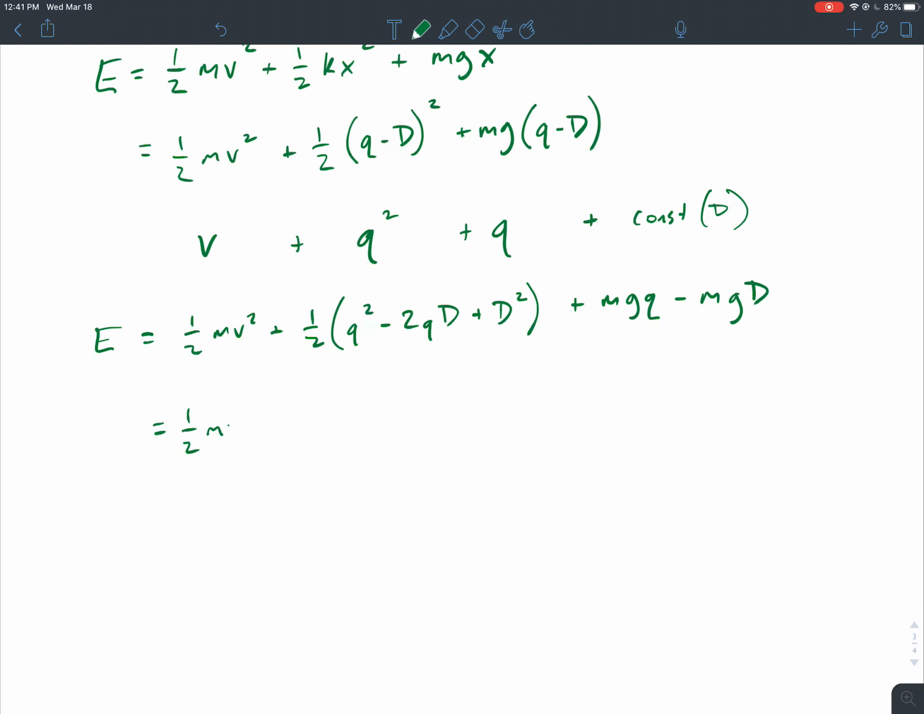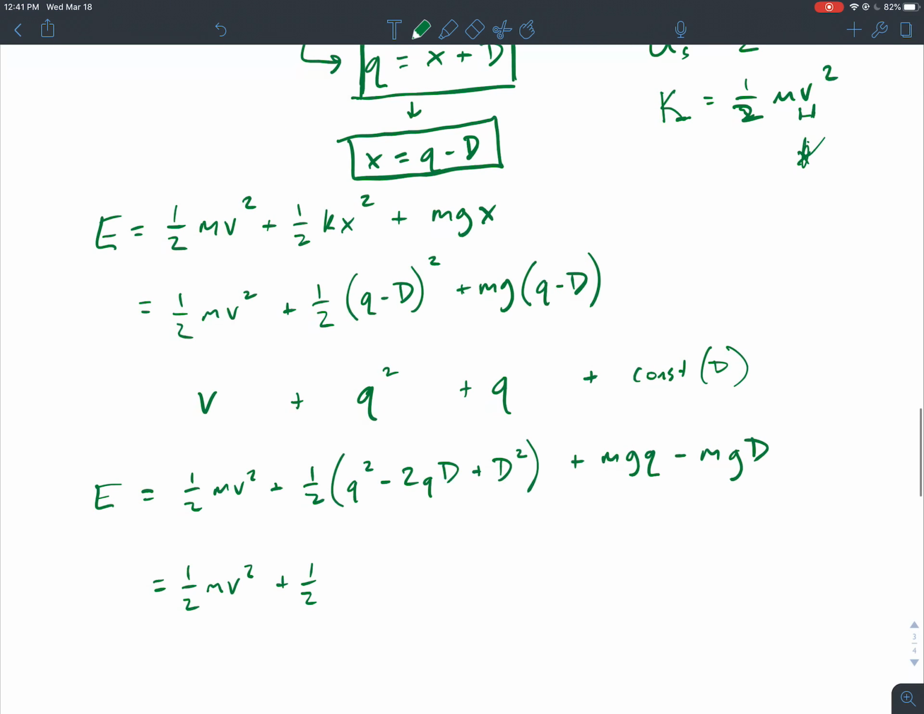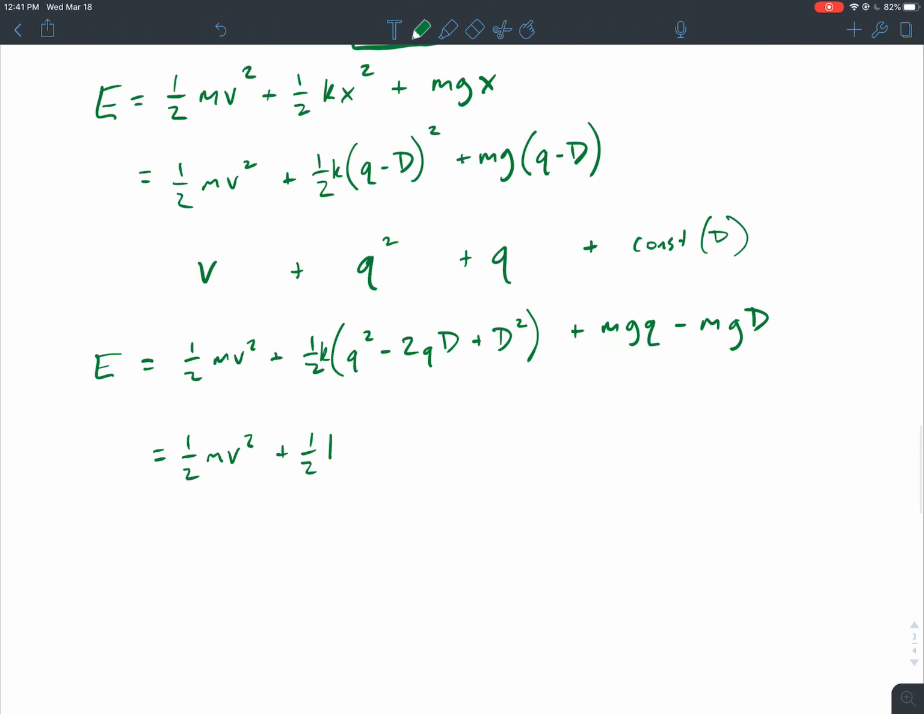equals 1/2 mv squared plus 1/2, oh, I forgot the k. Whoops. kq squared minus, 1/2 cancels with the 2, kqd plus 1/2 kd squared plus mgq minus mgd.